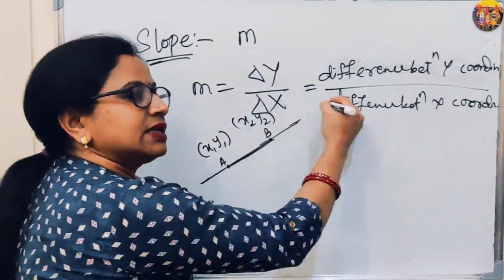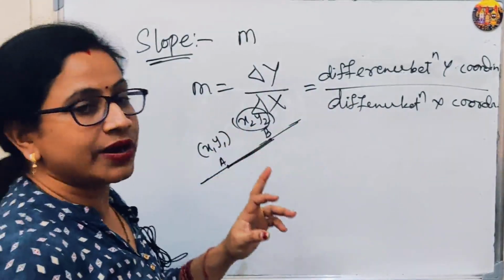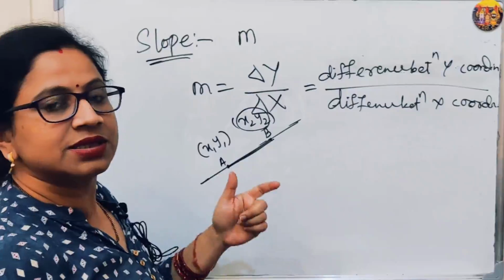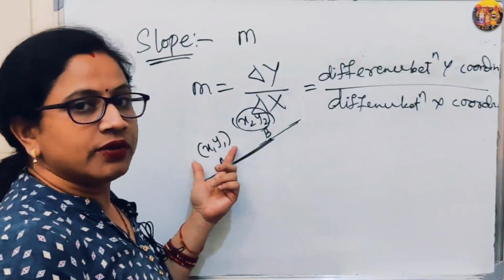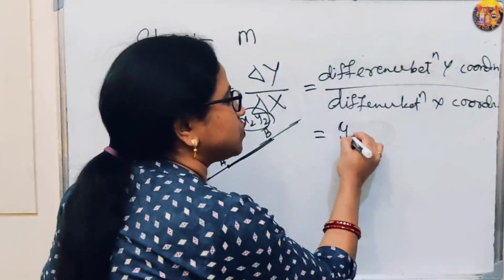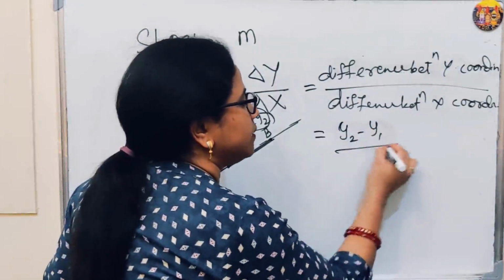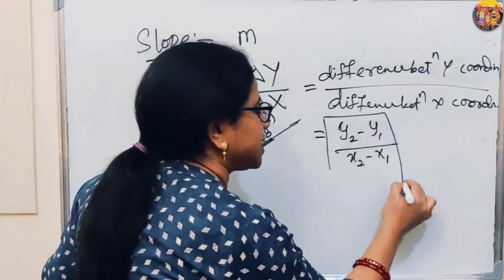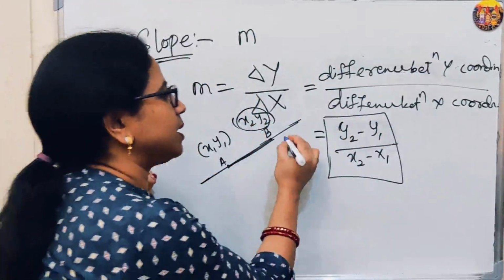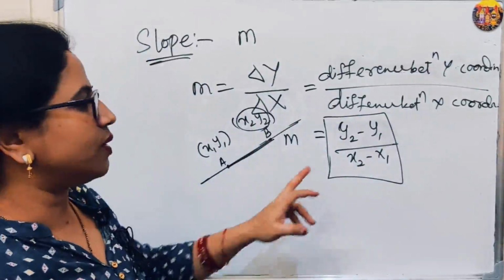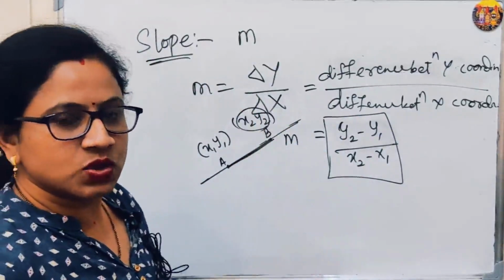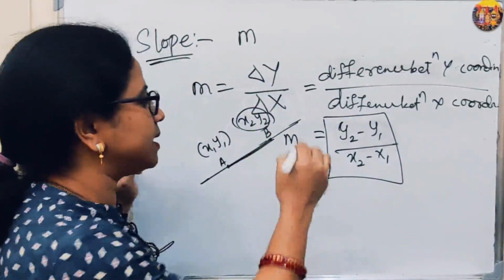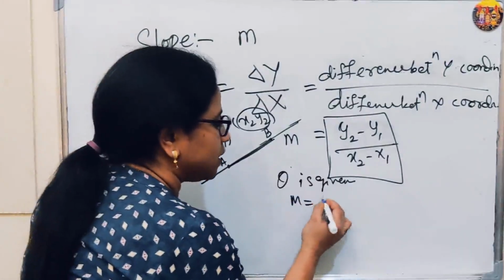The values are increasing, so the x2, y2 coordinates are always considered greater than the x1, y1 coordinates. So the formula is y2 minus y1 divided by x2 minus x1. If coordinates are known to us, slope m is y2 minus y1 upon x2 minus x1. If theta or angle measurement is given, then m is equal to tan theta.